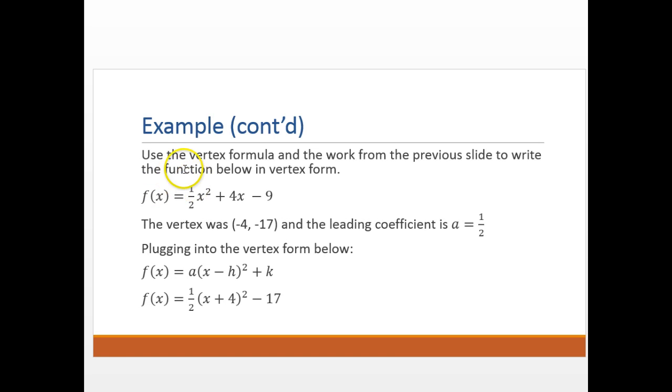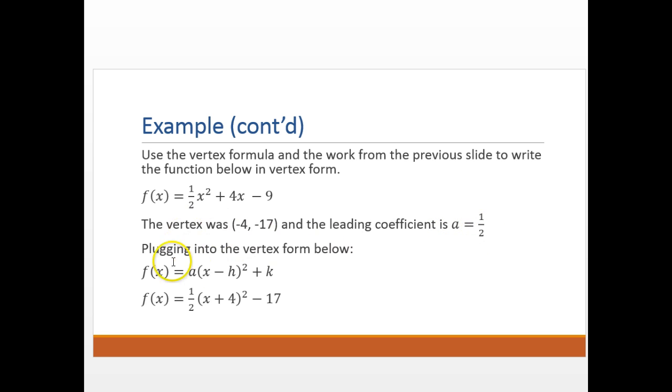Now, let's take what we learned on the previous slide, which was the vertex, and let's take this entire equation now. We have f of x is 1/2 x squared plus 4x minus 9, and let's write it in vertex form. We already know the vertex is negative 4, comma, negative 17. Well, if you remember, vertex form also had a leading coefficient. The leading coefficients actually match up. In this case, the leading coefficient a is 1/2.